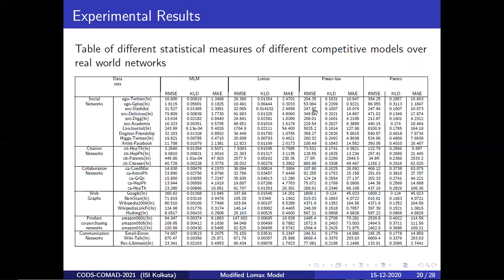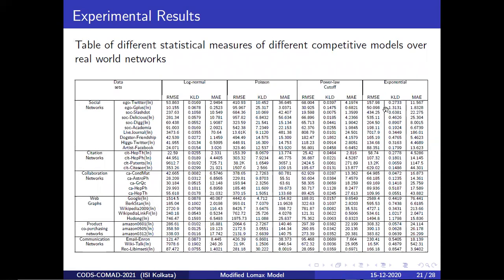Now, the experimental results show the MLM distribution provides better RMSE, KLD and MAE for all these datasets. So root mean square error, KL divergence and mean absolute error are all in favor of the MLM distribution in comparison to the Lomax model, power law model, Pareto model, log normal model, Poisson distribution, power law with cutoff and exponential distribution for all the social networks we considered here, citation networks, collaboration networks, web graphs, co-purchasing networks, and communication networks.